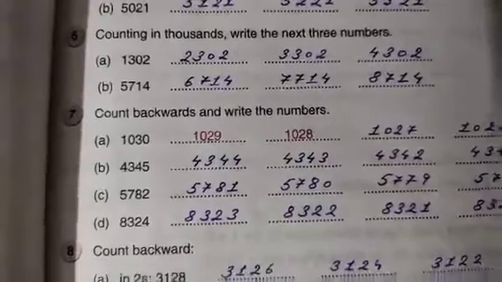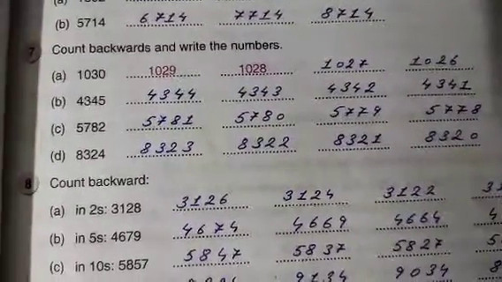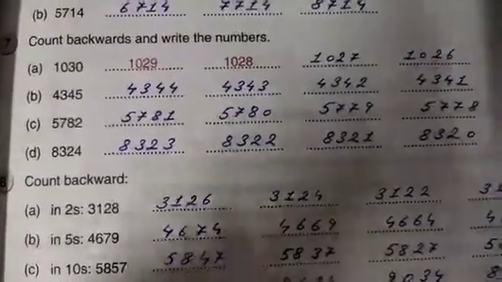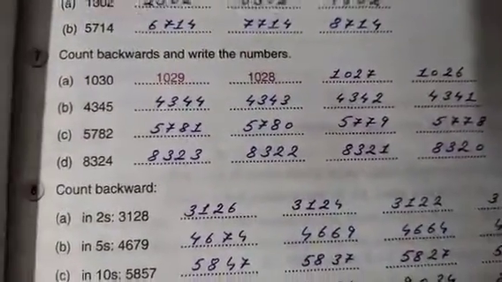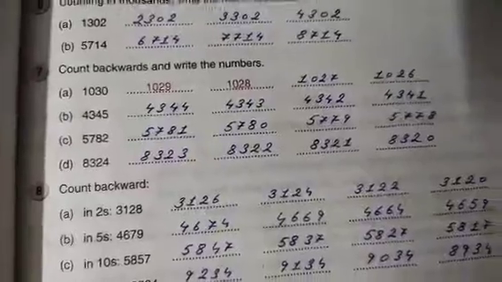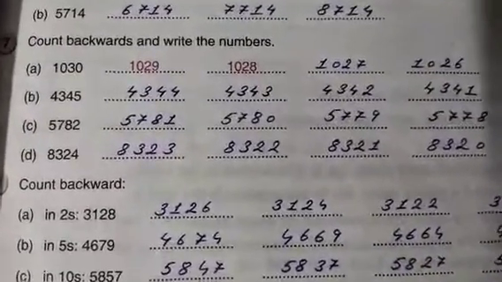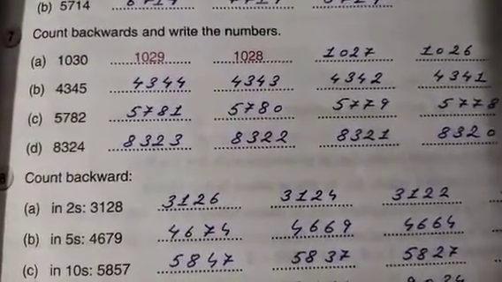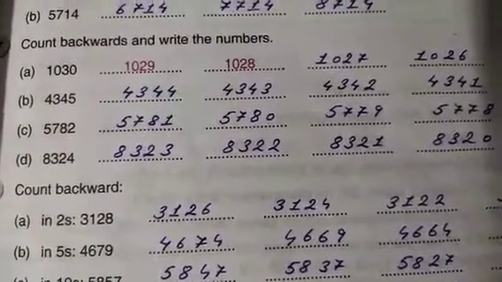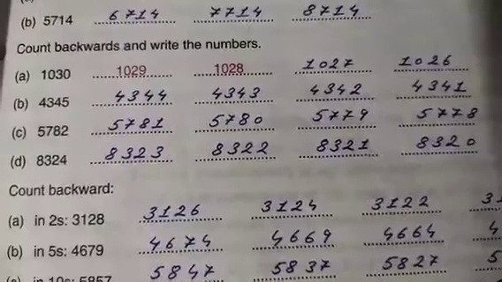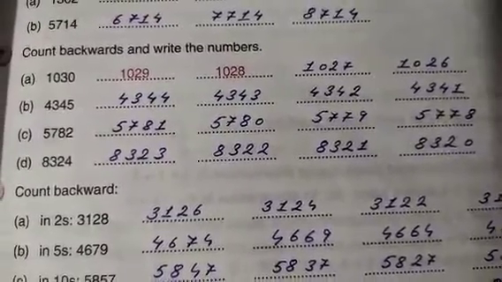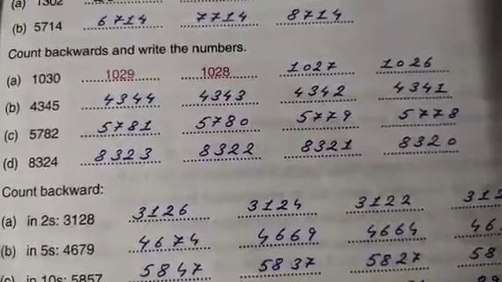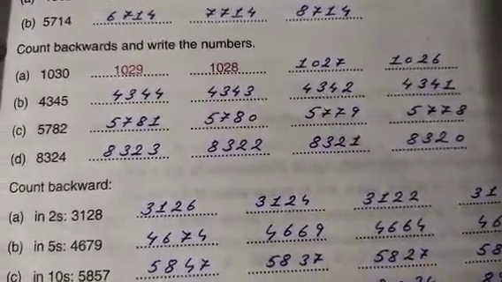Next, count backwards and write the numbers. Now, children, we have to go backwards now. We have to go backwards, back counting. Backward counting here. Number 7. See, the first one we are starting 1,030, 1,029, 1,028, then 1,027, then 1,026.